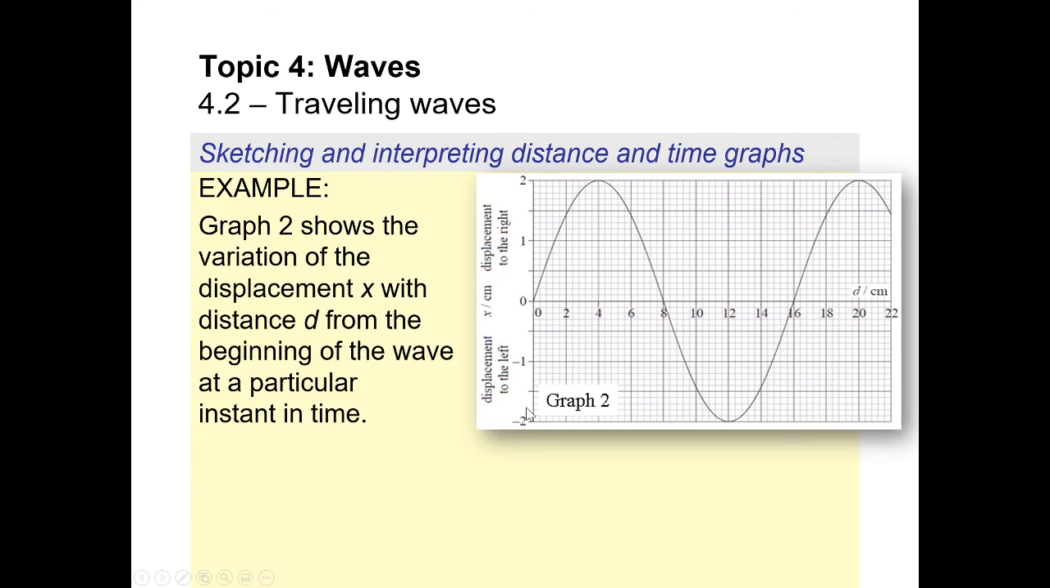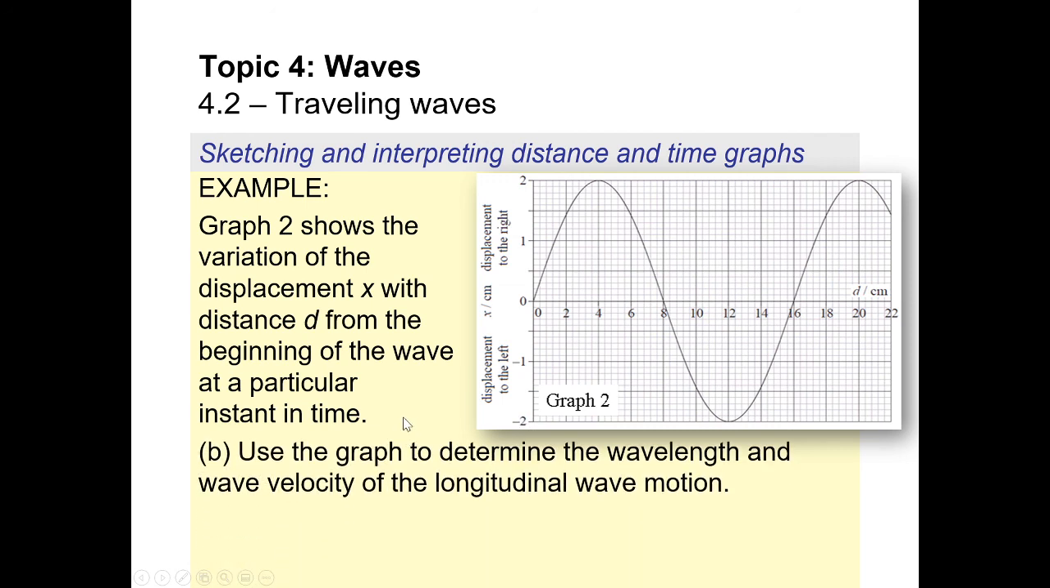Graph 2 shows the variation of the displacement x with the distance d from the beginning of the wave at a particular instant in time. Notice that x in the vertical is in centimeters, d in the horizontal is in centimeters. So we're going to determine the wavelength and wave velocity. Wavelength, if we start from the beginning, we have 1 full crest and 1 full trough. So that's 1 full cycle, 16 centimeters or 0.16 meters.